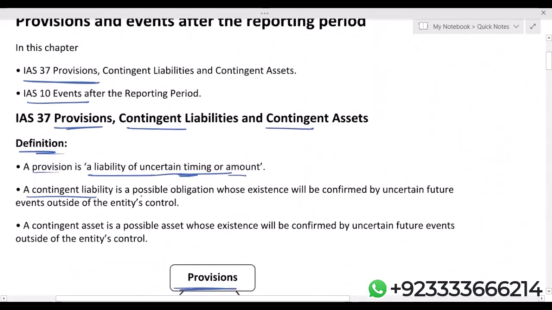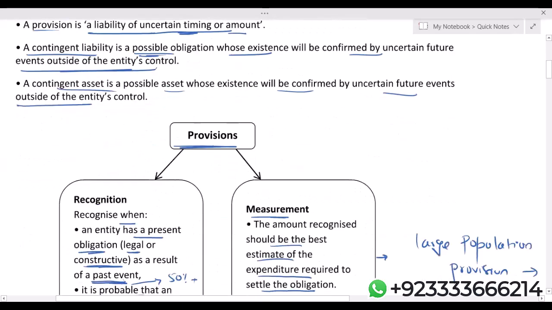So a contingent liability is a possible obligation whose existence will be confirmed by an uncertain future event outside the entity's control. For example, assuming there's a case going on against a company and the lawyer says there are 30% chances you will lose the case. Obviously, then it is a contingent liability. A contingent asset is a possible asset whose existence will be confirmed by uncertain future events, again outside the entity's control.